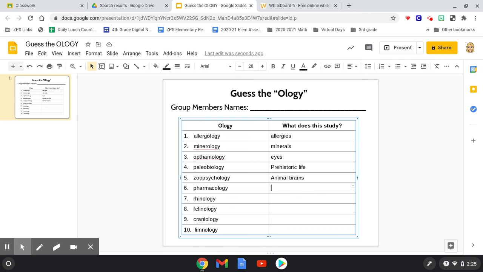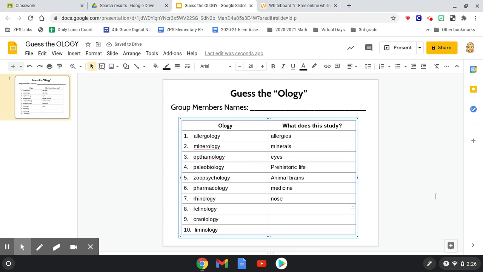Number 6, pharmacology. If I go to the pharmacologist or the pharmacy, these are people who study medicine. Number 7, rhinology. Kind of looks like the word rhino. It is not the study of rhinos. It is the study of your nose, believe it or not.